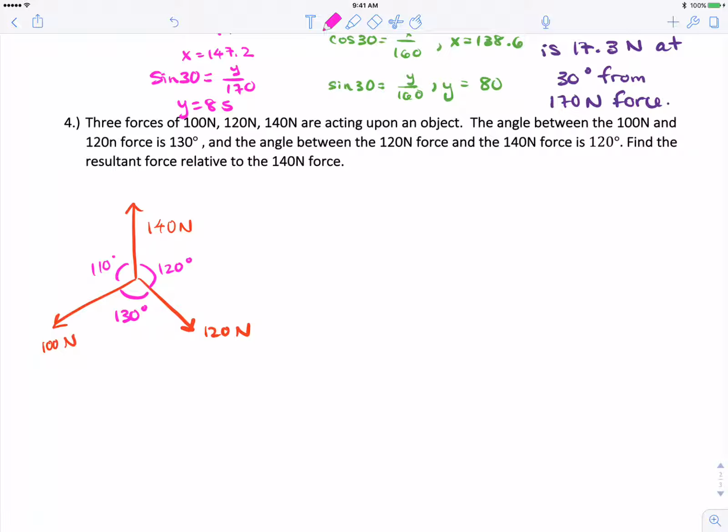So how do you know which one to put? It doesn't matter. Generally, when it asks which one is relative to the 140, I like to put the 140 vertical or horizontal, but it doesn't matter, okay? Because your diagrams will be the same.